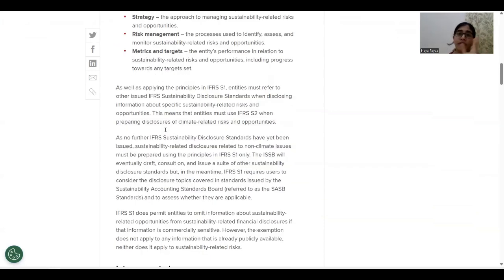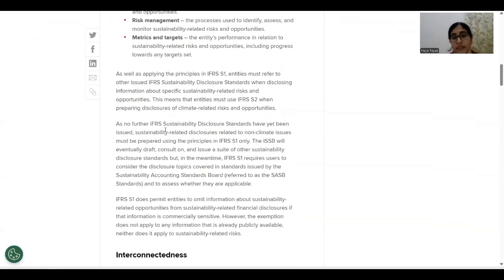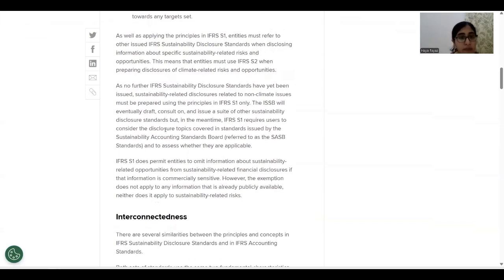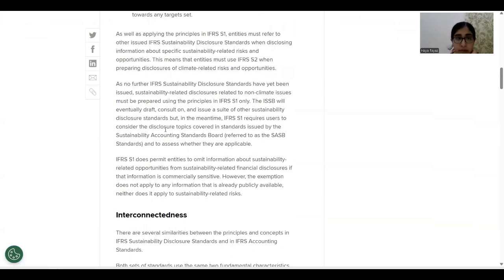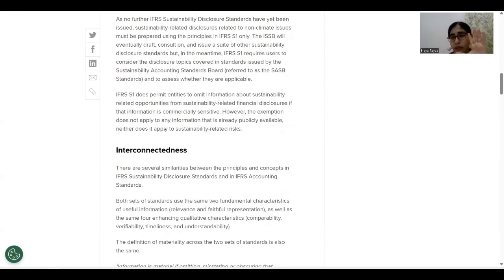As no other IFRS disclosure standards have yet been issued, sustainability-related disclosures related to non-climatic issues must be prepared using IFRS S1. Exactly, that's what I'm trying to say. Non-climatic means IFRS S1 only. The ISSB will eventually draft, consult on and issue a suite of other sustainability disclosure standards, but in the meantime it requires users to consult the disclosures covered in these standards and to assess whether they are applicable. So S1 is basically the one that is supposed to be followed for everything except climate.